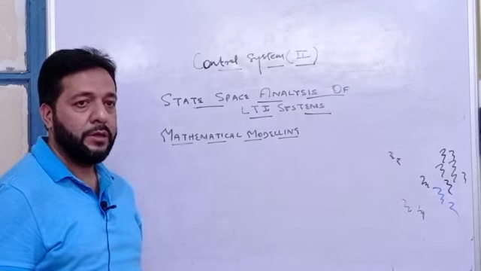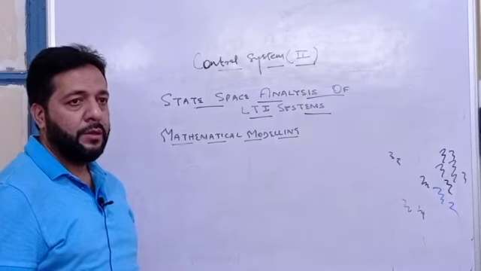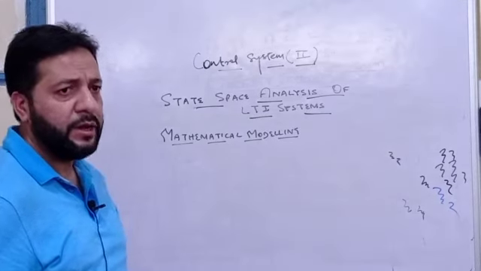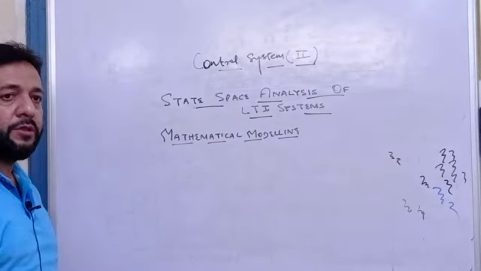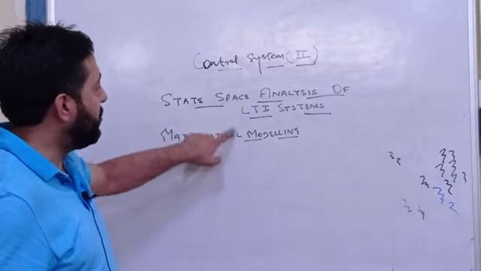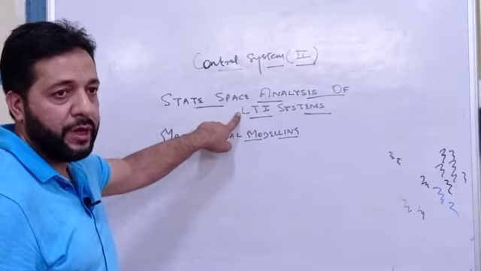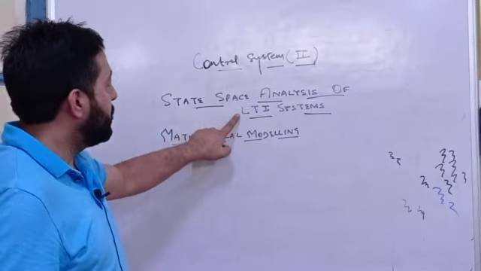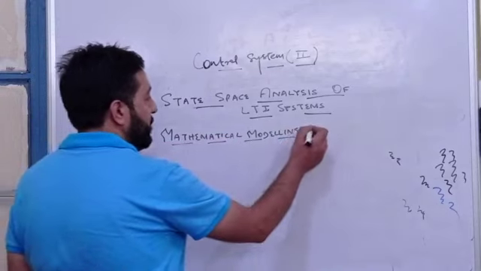What is mathematical modeling? Mathematical modeling is the representation of any circuit in terms of mathematical equations. Not circuit necessarily, any physical system, in the form of equations. So in this semester, we are basically talking about mathematical modeling of LTI systems. LTI means linear time invariant systems, right?